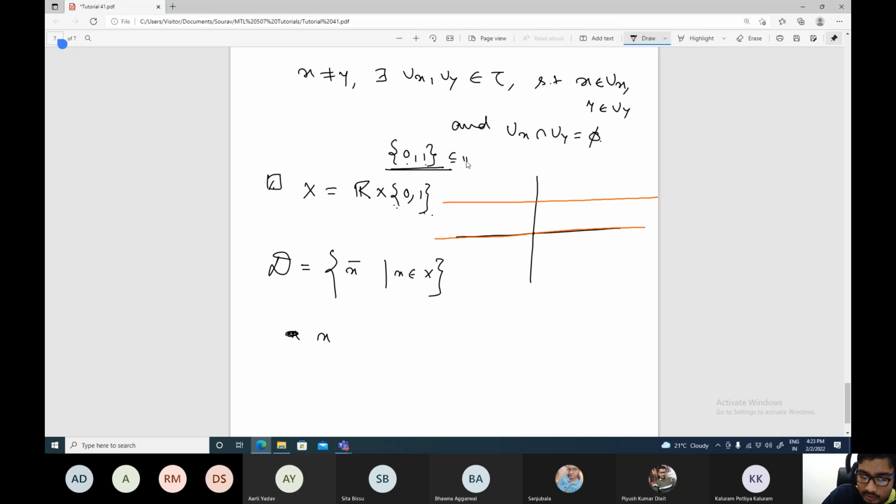In R, we are taking 0 and 1. This is a subset of R, a two-element set. This is not an interval. For an interval, the standard notation uses round or square brackets, but I am using curly brackets here. Okay, it's a set having two elements, 0 and 1. Clear?